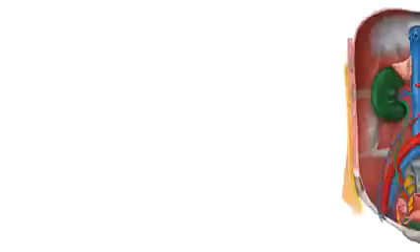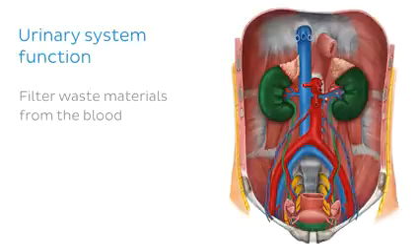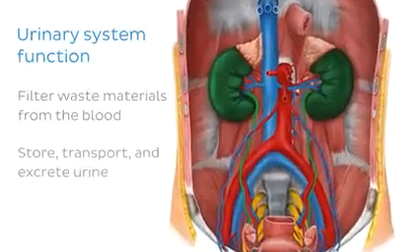These organs work together as a group to filter out excess fluid, the byproducts of metabolism, and other waste materials from your bloodstream, not to mention that they also help store, transport, and excrete urine. Now let's take a closer look at the organs of the urinary system, starting with the kidneys.